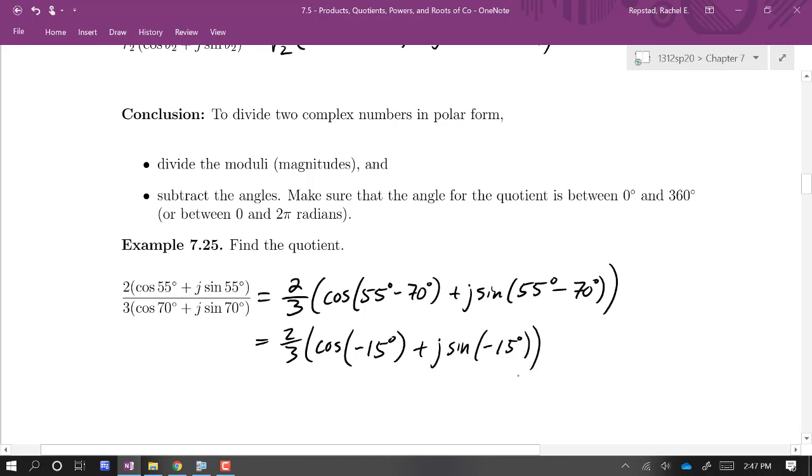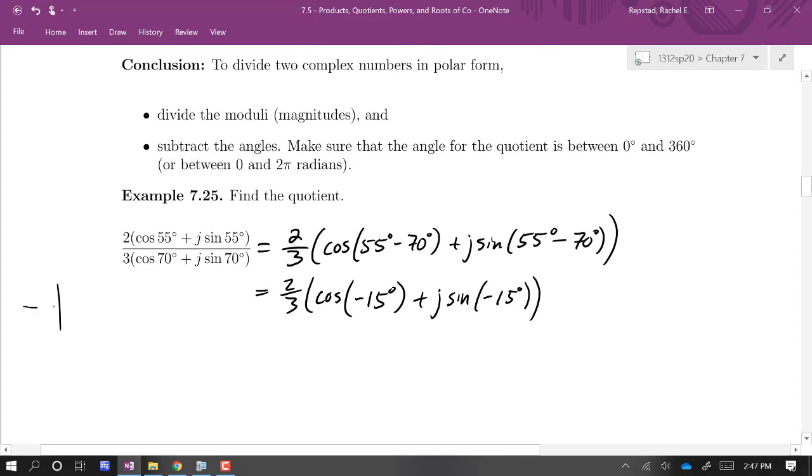So here's where I'm not quite done yet, because our angle is not between 0 and 360. So my angle is negative 15 degrees. That's like starting at the positive x and going down 15 degrees. I just want the standard position angle. So that negative 15 degrees, I'm just going to add 360 to it. And that gives us 345 degrees.